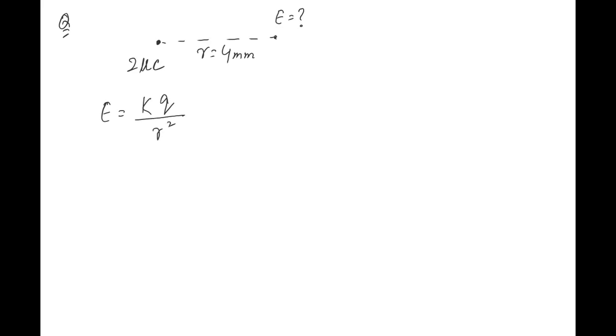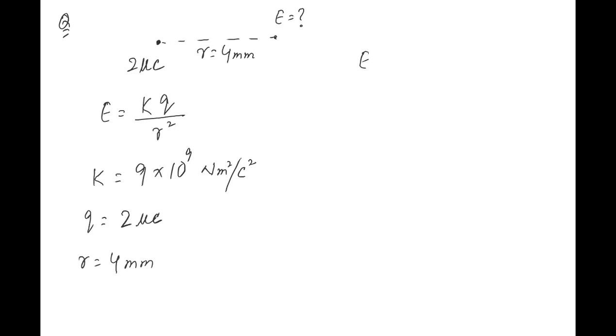Tell me one thing. What is the value of k? 9 into 10 raised to power 9. Okay, very good. And what is the unit of this? Unit is Newton meter square per coulomb square, right? This is the SI unit. Yes. Okay, good. What is the value of charge, beta? 2 microcoulomb. And what is the distance? That is 4 millimeter.